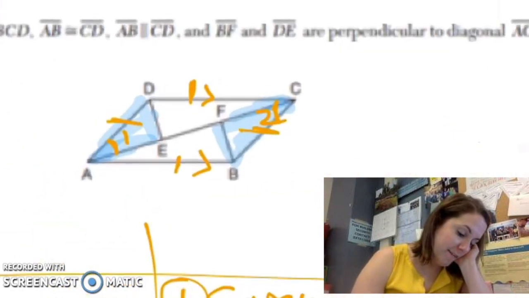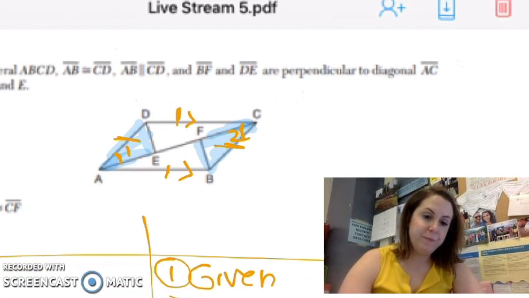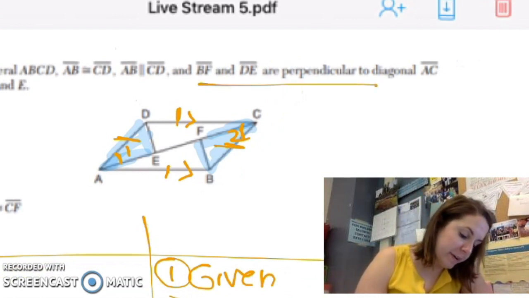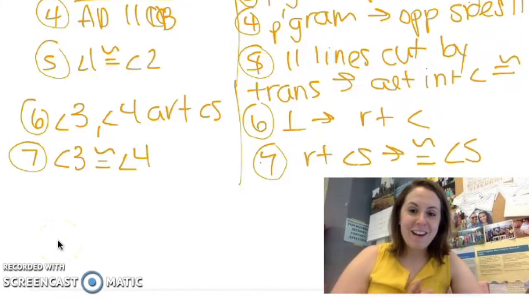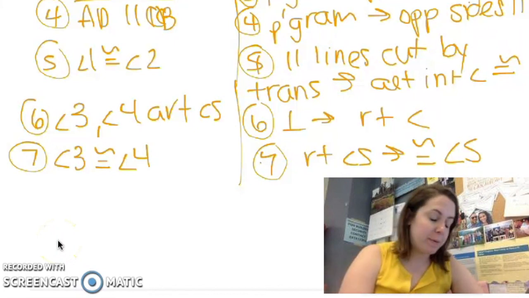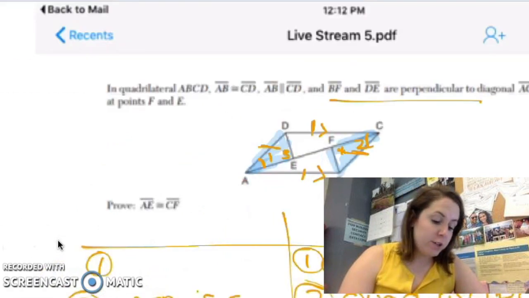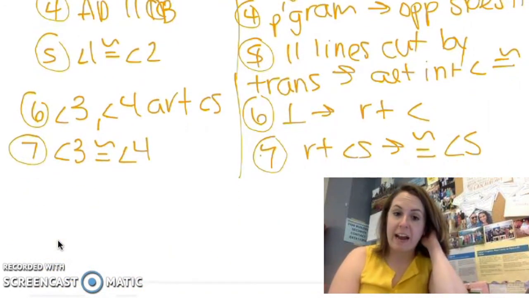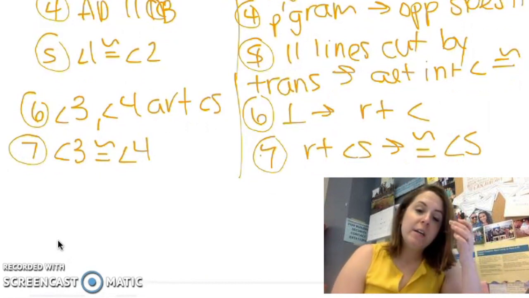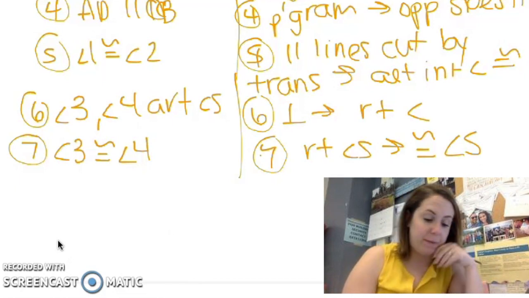So now I have that side and that angle. And then I also know that these are perpendicular. So that means that these are right angles. Okay, we got cut off there. So these are right angles. That's what we were saying. We were saying that angle 3 and angle 4 here are right angles. So then what I said was step 6, that angle 3 and angle 4 are right angles because they're perpendicular. And then angle 3 must be congruent to angle 4 because right angles are congruent.